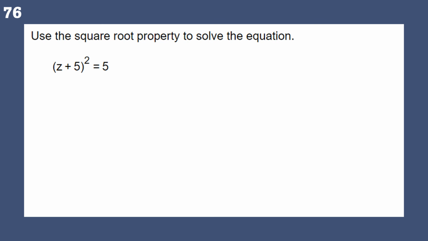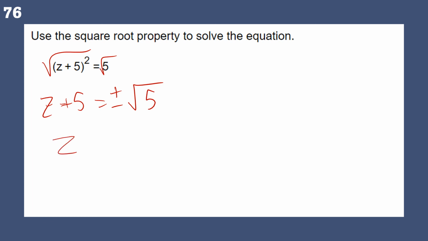Use the square root property to solve this equation. Square root property says if you've got something squared and you want to solve that equation, you could just square root both sides. But it's a little bit more complicated because when we just square root both sides, it cancels out the square. And we get z plus 5, but the other side becomes plus or minus the square root of the result. So now if we wanted to solve it, we need to subtract 5. And so we end up with two answers. z equals negative 5 plus or minus the square root of 5.